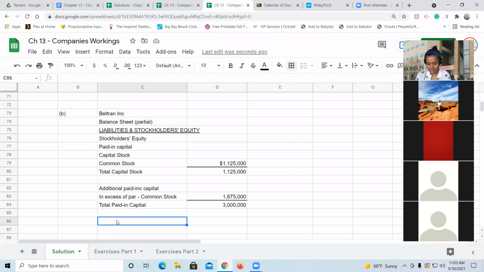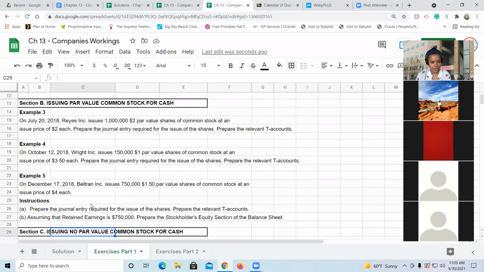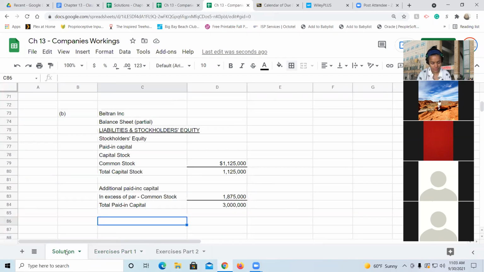And then the next line is what we were given in the question. Remember, the question told us that retained earnings is 750,000. We did not have to calculate that. Retained earnings is not paid in capital, it's earned capital, so it has its own separate line, 750,000. That's the end. We don't have anything else more in stockholders' equity.